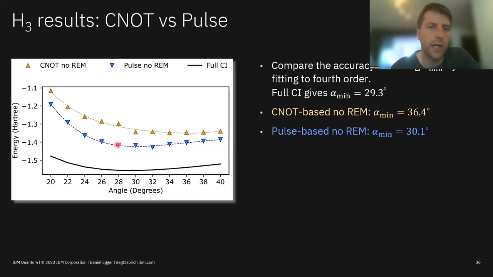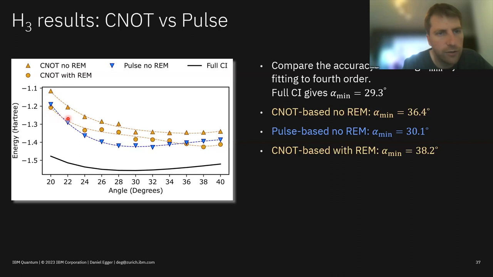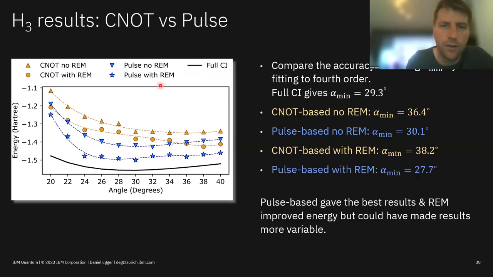Now in this particular case, we also asked ourselves how these results would improve if I added readout error mitigation. You can see here that if I add readout error mitigation to the CNOT, we get a little bit better, but there's also a bit more variability in the results, and we don't resolve the minimum as well. In fact, the alpha minimum claimed in the second run with readout error mitigation is worse. Compare this to the ideal 29.3. And finally, we repeated the pulse-based VQE with readout error mitigation, and you can see that it gets even better. This is by far the best curve that we measured in terms of its distance from the ideal energy. Interestingly, though, the angle that it reports here is a little bit worse than the pulse-based without the readout error mitigation. So this might suggest a little bit of added variability from the readout error mitigation.